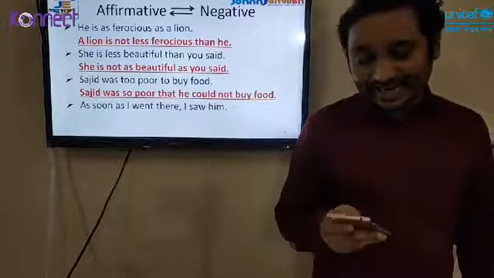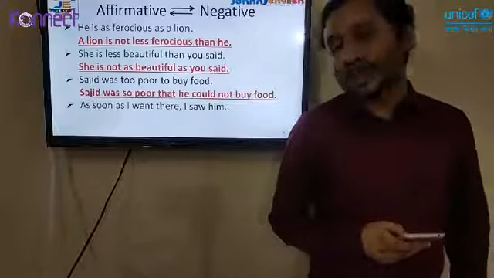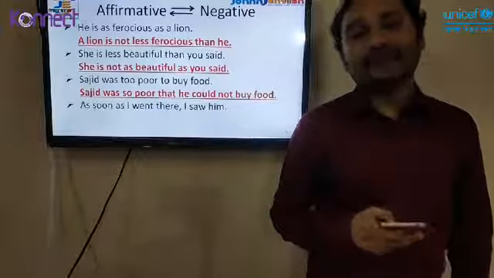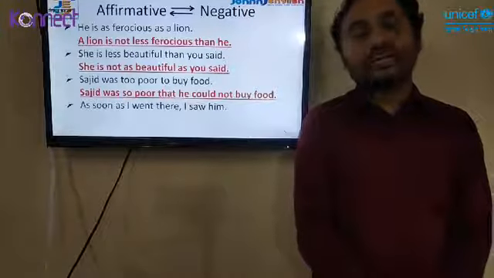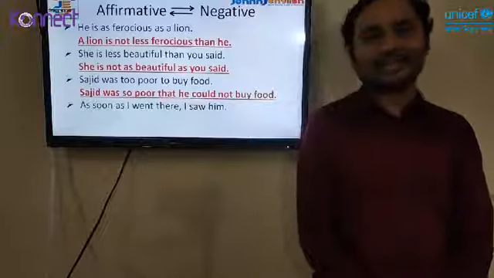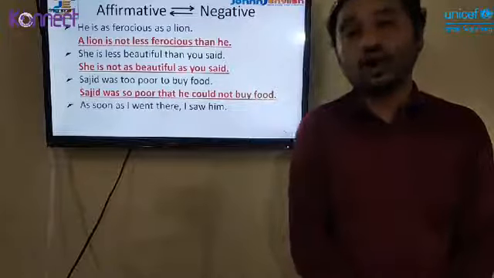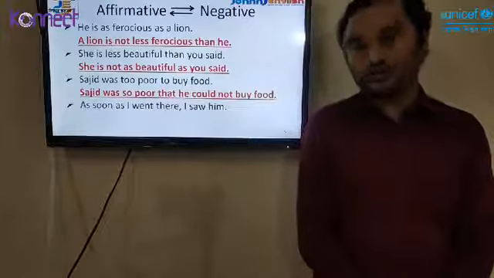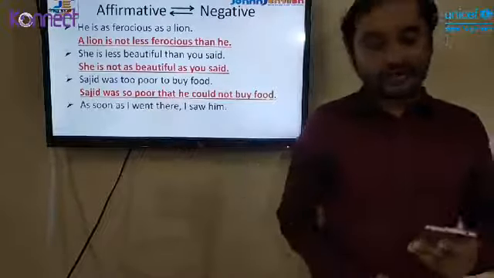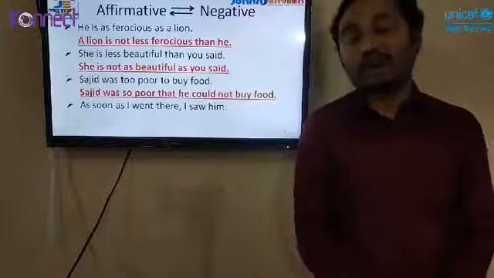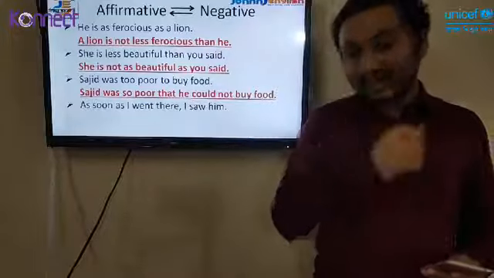Now the very last sentence of this slide, that is, as soon as I went there, I saw him. What will be the answer? When a sentence starts with as soon as and you are asked to make it negative, you have to use the structure no sooner had. And after that, instead of the past form of the verb, you have to use the past participle form of that verb. And the very last clause will be there, but you have to use a conjunction, that is than.